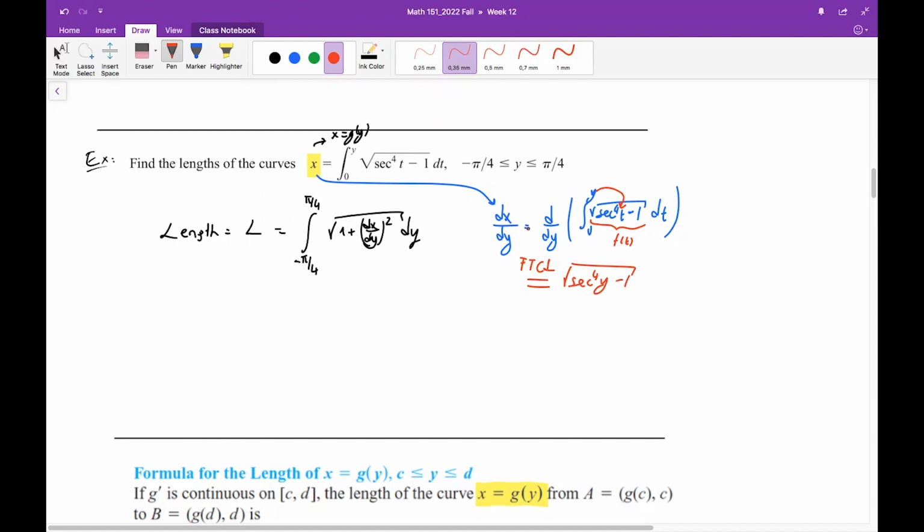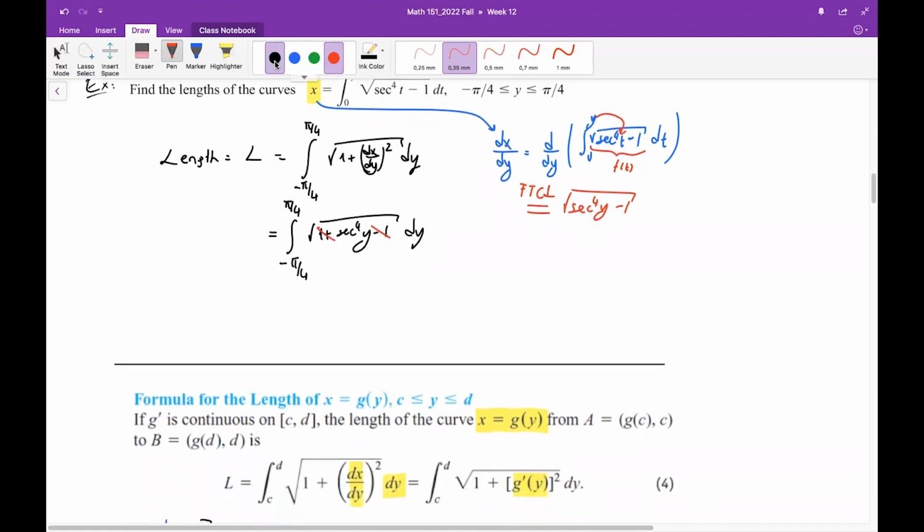And now this is the y derivative of x. We will insert this into here to find the length. Okay, 1 plus the square of this thing. So secant to the power 4 y minus 1 dy. And you see we have simplification here. Then, from minus pi over 4 to pi over 4, we are trying to integrate secant square y dy, okay?